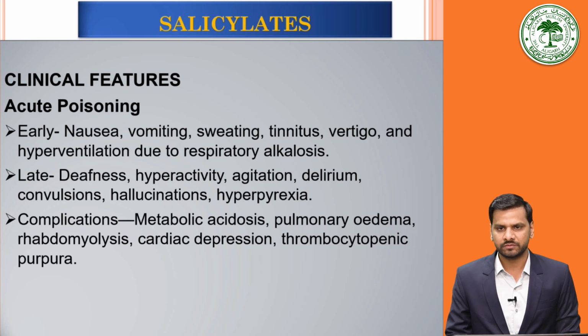Coming to clinical features, first acute poisoning. Early symptoms include nausea, vomiting, sweating, tinnitus, vertigo, and hyperventilation due to respiratory alkalosis. Later, there will be deafness, hyperactivity, agitation, delirium, convulsions, hallucinations, and hyperpyrexia. Complications include metabolic acidosis, pulmonary edema, rhabdomyolysis, cardiac depression, and thrombocytopenic purpura.